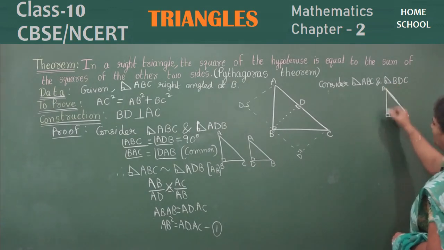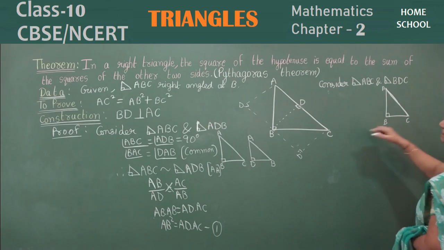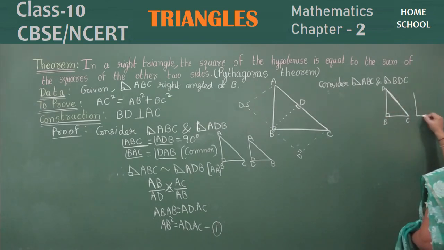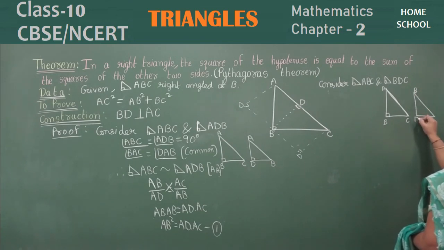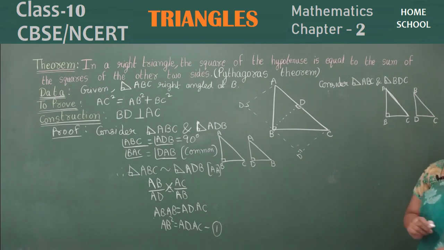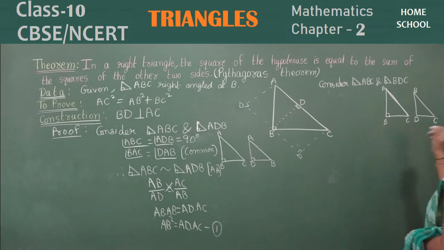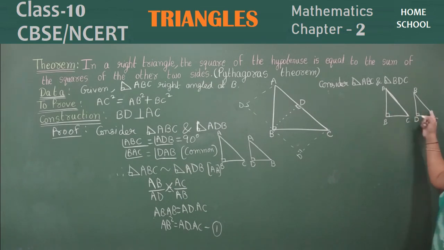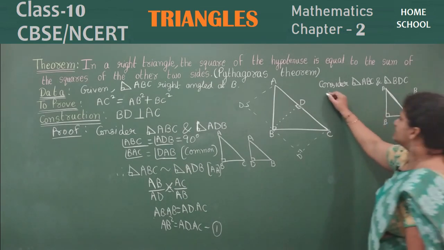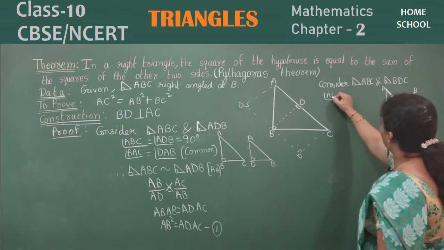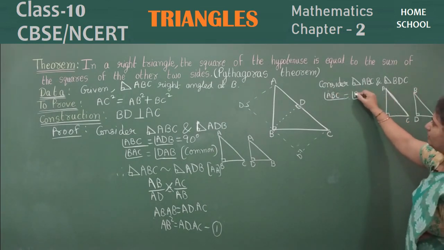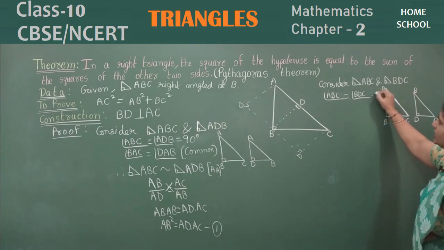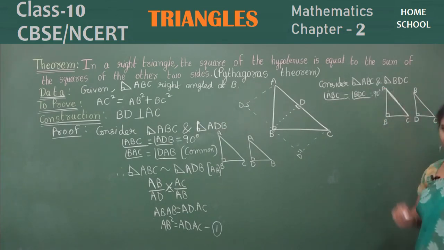A, B, C, and this one is B, D, C. B, D, C. Now what happened here? Observe these two figures. I can say angle ABC is equal to angle BDC. By what, children? Perpendicular means 90 degrees.